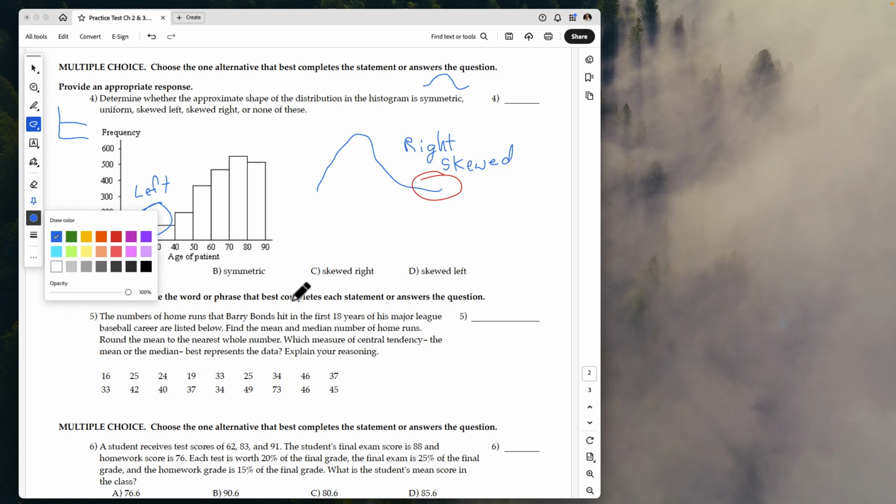Blue. So we could just circle this. It is, what did I say, left skewed? It's going to be D.